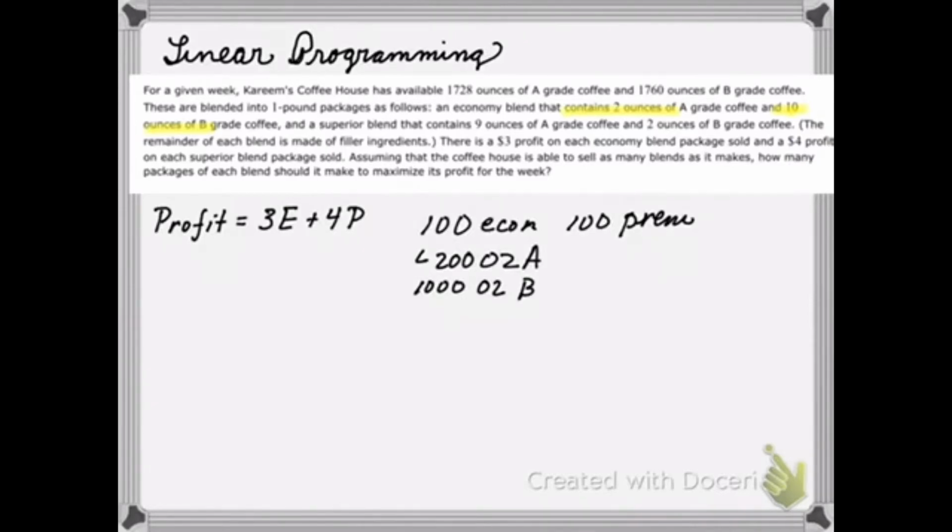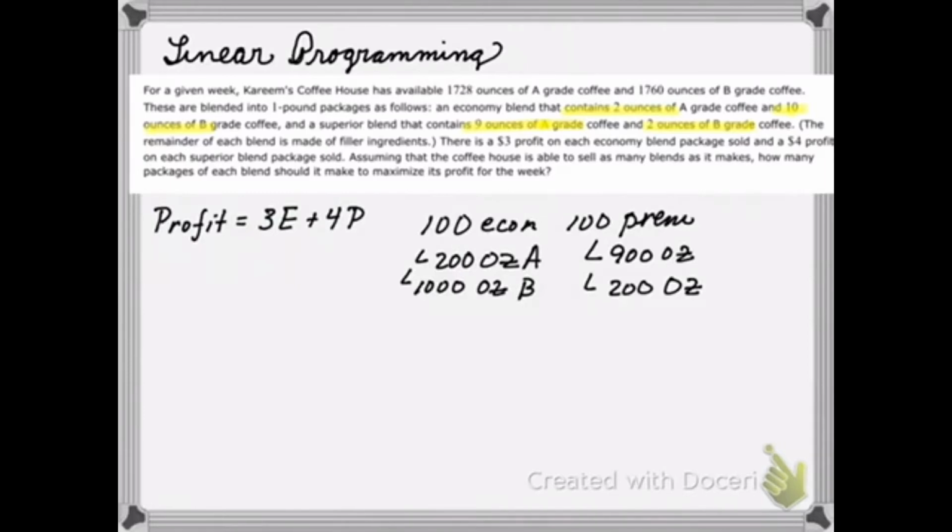And then if I look at the premium blend, we would find that I would be using 9 ounces of grade A. So if I do 100 bags, that's going to be 900 ounces, and then 2 ounces per bag of grade B. So it's going to be 200 ounces. These are all ounces here, OZ. So 200 ounces of that.